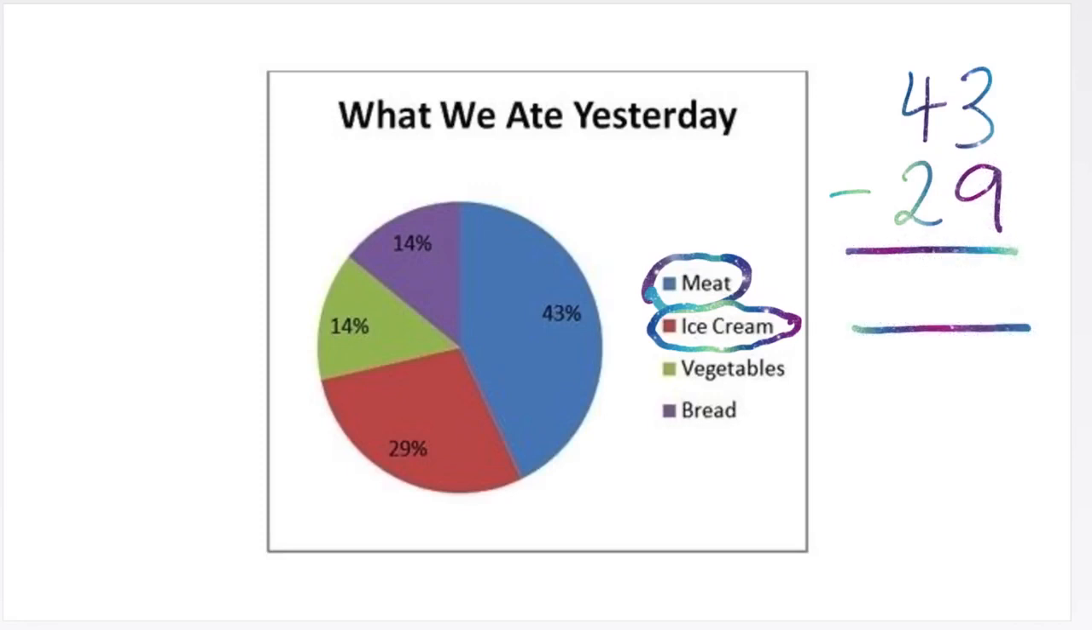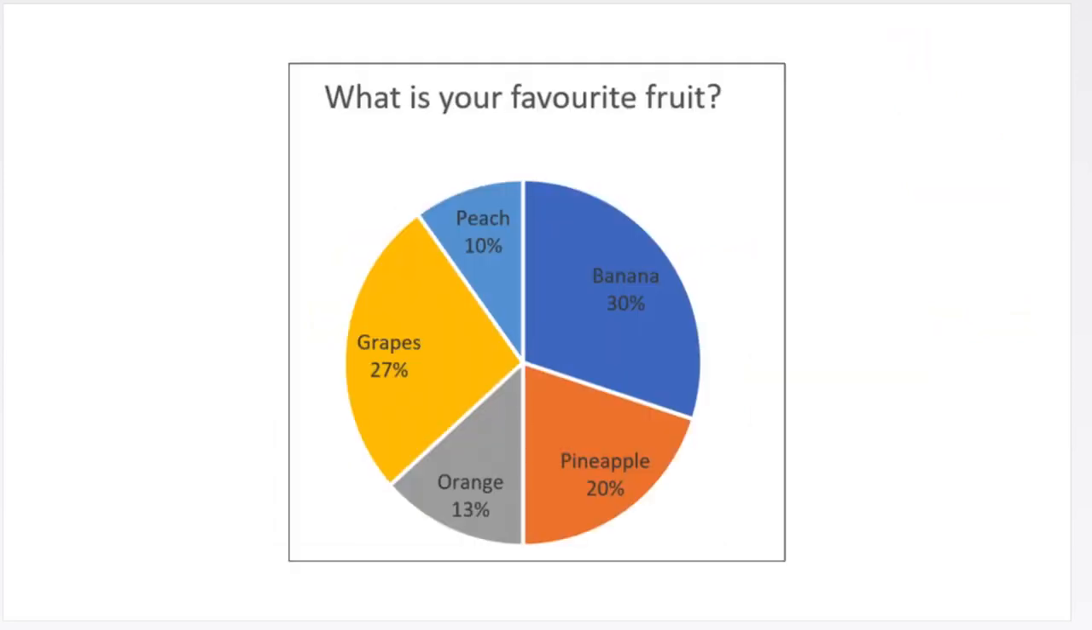You might be able to do this in your head. If you can't, you can use column subtraction and go in this way. Okay, so 14% more children had meat than had ice cream. Another example. What is your favourite fruit?